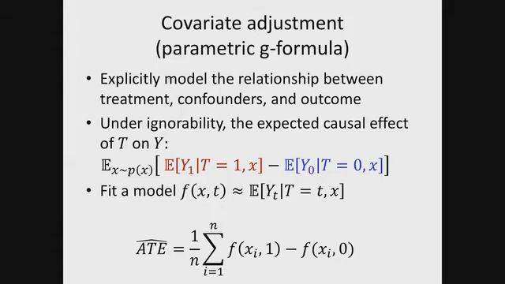So we're going to first take an expectation with respect to individuals in the data set. We're going to approximate that with an empirical expectation where we sum over the little n individuals in your data set. Then we're going to estimate the first term, which is f of xi comma 1, because that's approximating the expected value of y1 given t equals 1 comma x. And we're going to approximate the second term by plugging in 0 for t instead of 1. And we're going to take the difference between them. And that will be our estimator of the average treatment effect.